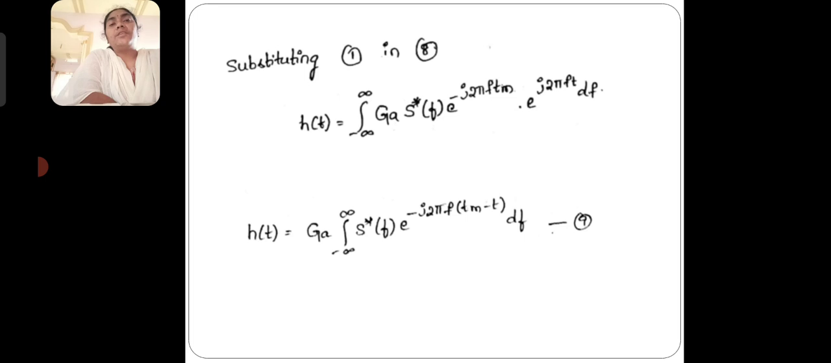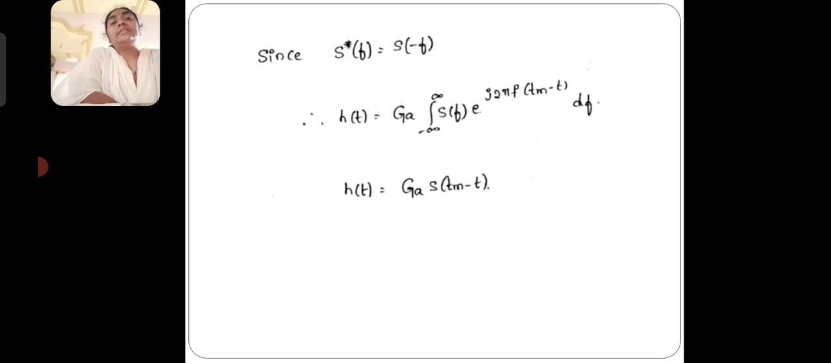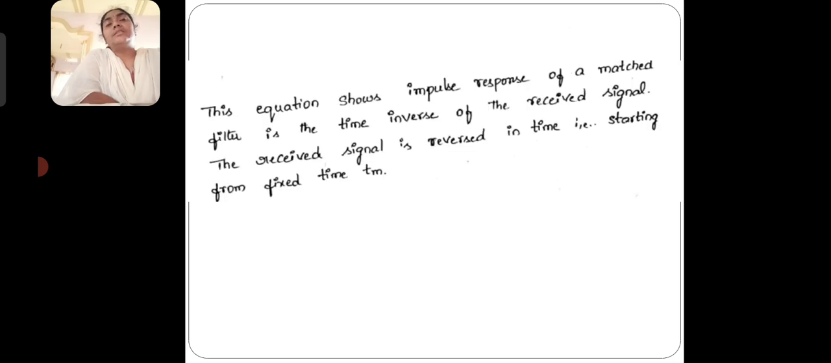So h(t) = G_a integral from minus infinity to infinity of S*(f) e^(-j2πf t_m) e^(j2πft) df. Since S*(f) = S(-f), therefore h(t) = G_a integral from minus infinity to infinity of S(f) e^(j2πf(t_m - t)) df. So h(t) = G_a s(t_m - t). This equation shows the impulse response of the matched filter is the time inverse of the received signal. The received signal is reversed in time, starting from the fixed time t_m.